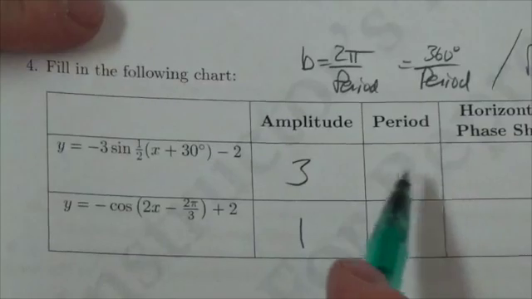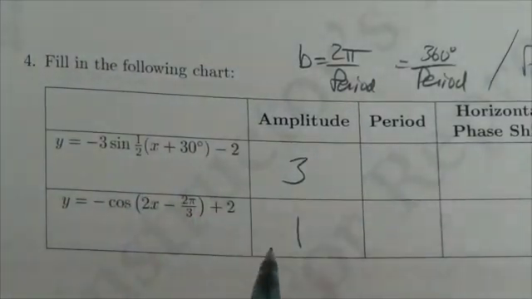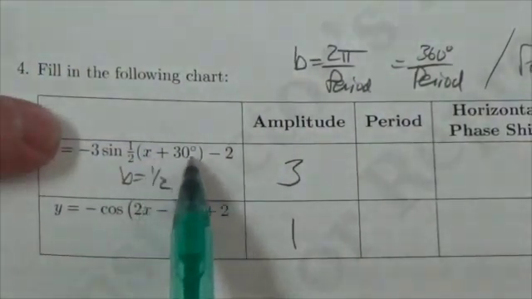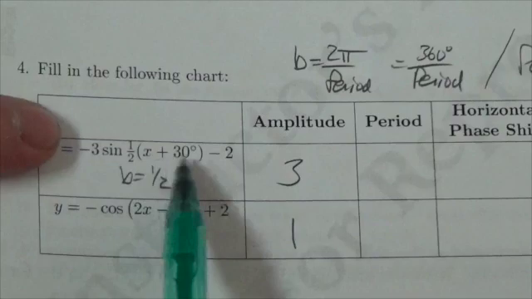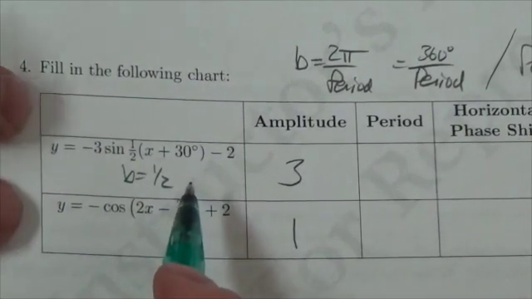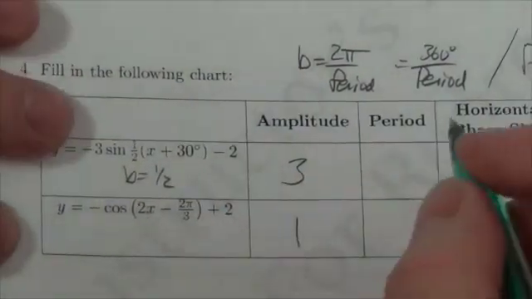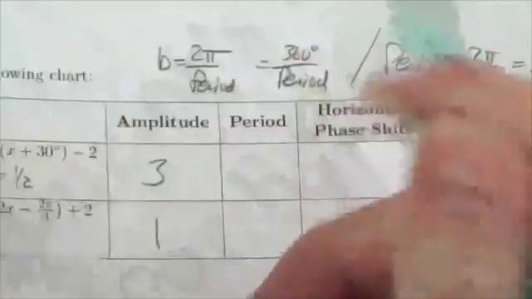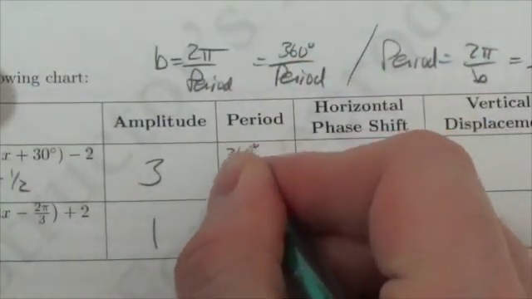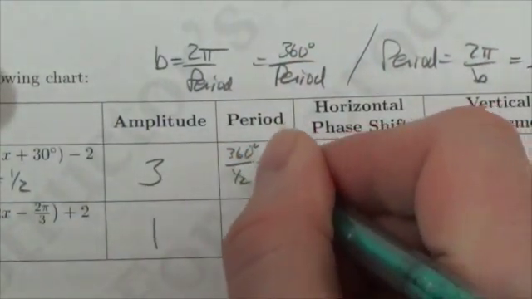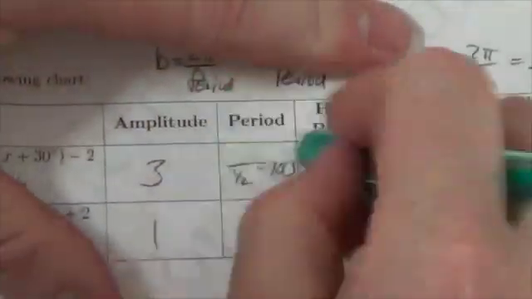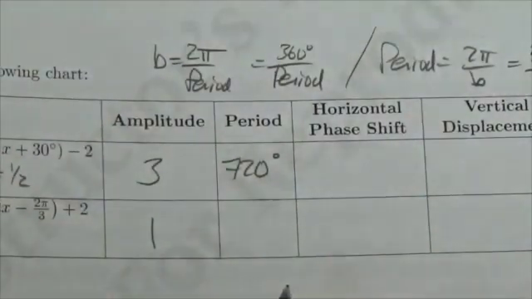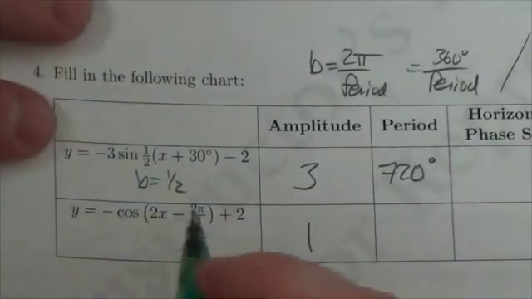So now let's come back to this right here. The period in this case, well, the b value here is 1/2. Notice that in this case we're in degrees, because I can see that the horizontal phase shift is in degrees. So what this means is the period has got to be 360, which is not a very nice one. This has got to be 360 degrees divided by 1/2 to get you 720 degrees. Now I'll just erase that and write that in here: 720 degrees.